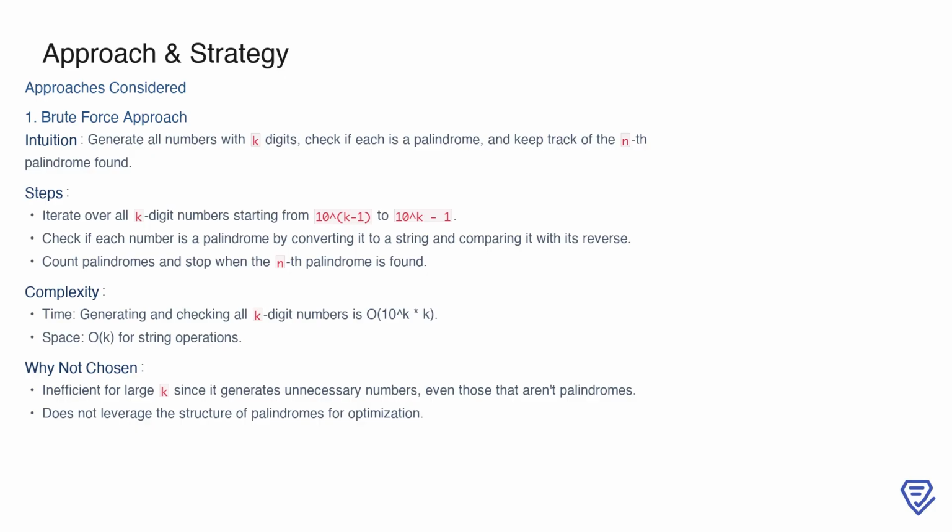Generating and checking all k-digit numbers leads to a time complexity of 10^k * k, which grows exponentially with k. Additionally, the space complexity is k due to the string operations involved. While this method is conceptually simple, it's impractical for large values of k because it doesn't take advantage of the inherent structure of palindromes. This results in wasted computations, making it unsuitable for our needs.